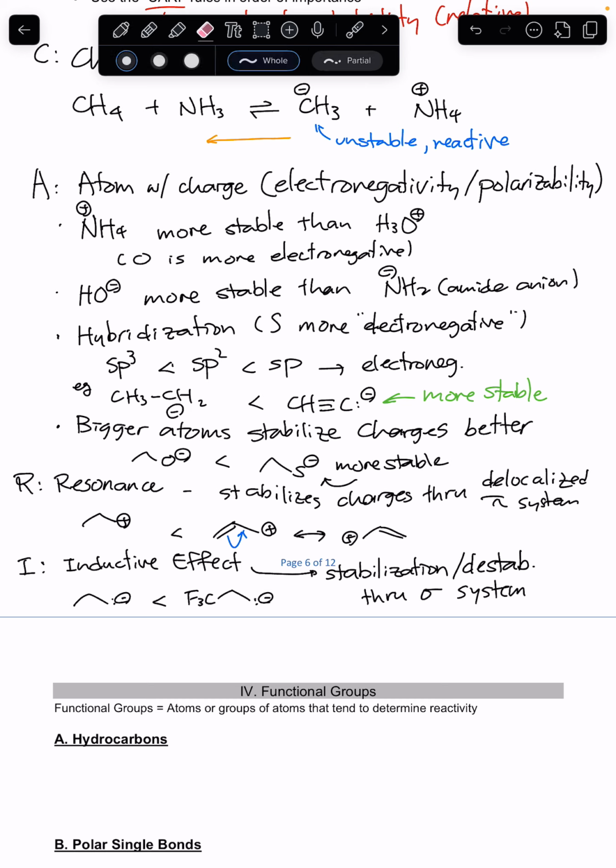Now conversely, if we were comparing the positive charge here and positive charge here, I hope it makes sense to you that this would be less stable because positive charge is made worse by electron pulling fluorine through the inductive effect. So if we're comparing cations, this would be less stable than that, for example.